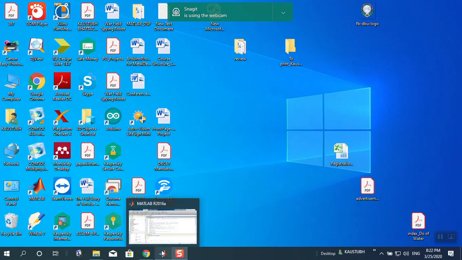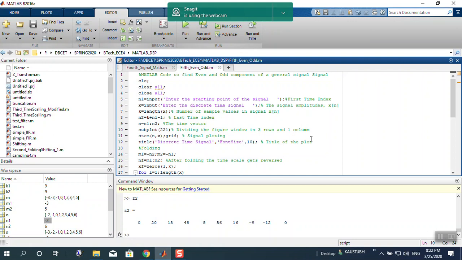Hello everyone. Today I am going to explain another MATLAB code which is mainly to find the even and odd component of a general signal.